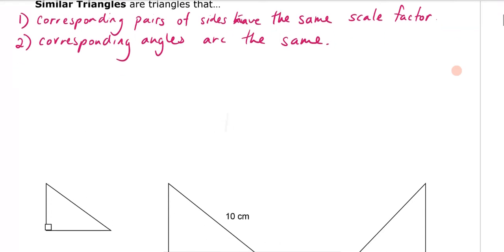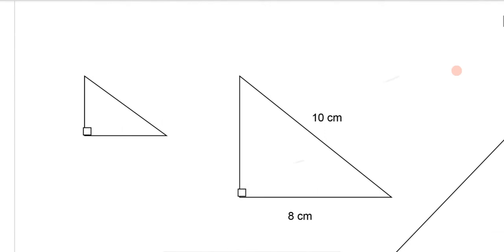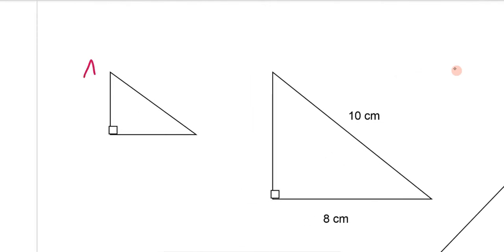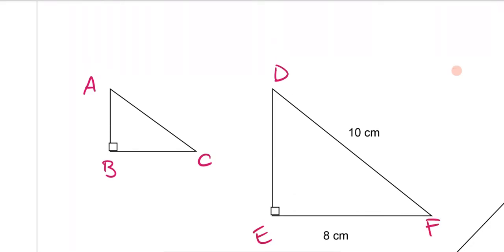We're going to use these two properties of similar triangles to help us understand what similar triangles are all about. So I'm going to take two triangles down here, and I'm going to label the one on the left A, B, C, and the one on the right D, E, F. Now when I make a similarity statement about my triangles, I'm going to say they are similar. So the way I write that is by saying triangle A, B, C is similar to, so this tilde sign means similar to, triangle D, E, F.